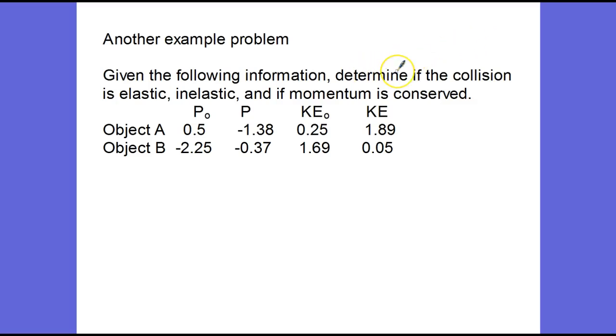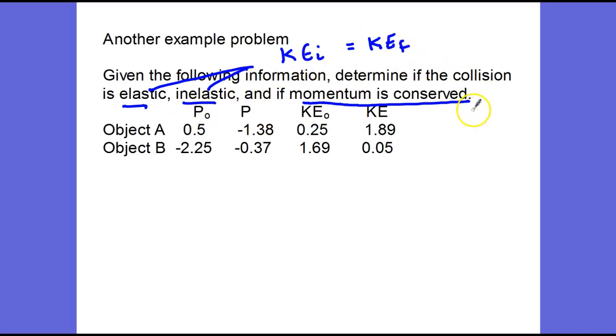And our last example, you're going to see something like this on the quizzes and the tests. I thought it's a pretty simple thing, but I don't want you to get confused. Given the following information, determine if the collision is elastic or inelastic, and if momentum is conserved. So what we're trying to figure out is, is initial kinetic energy equal to final kinetic energy? Not of an individual thing, but of all of them added together. And is initial momentum equal to final momentum? And so it's really easy.